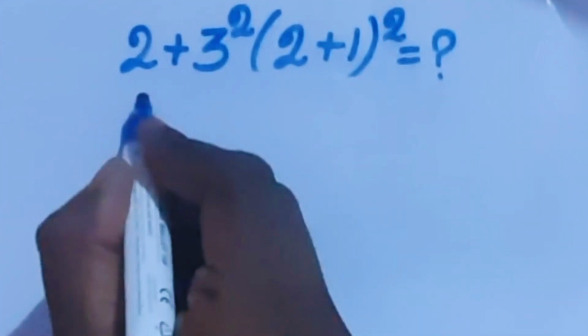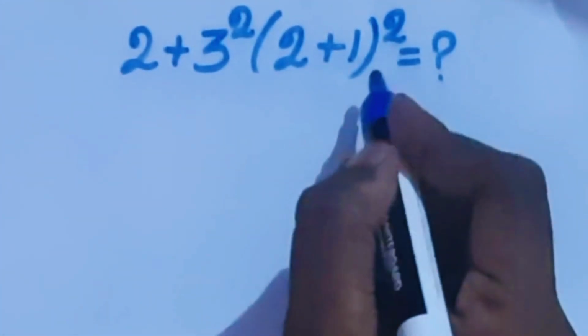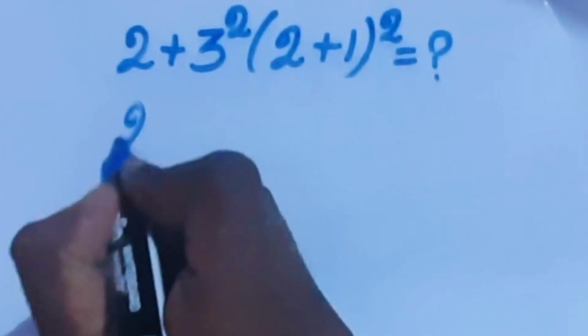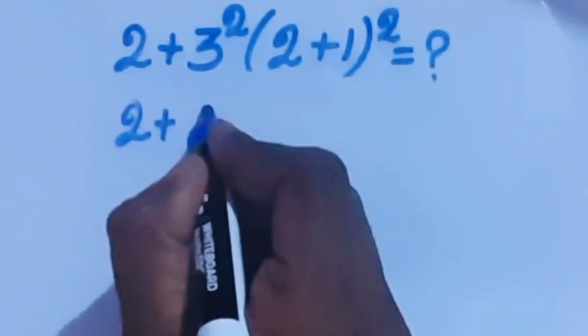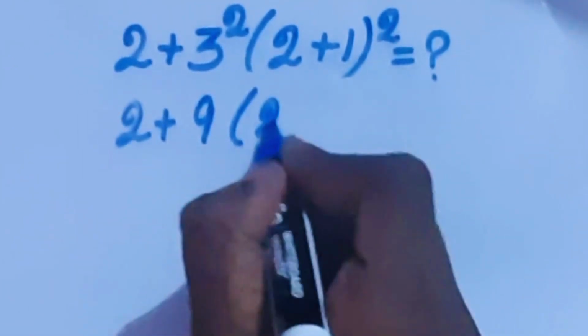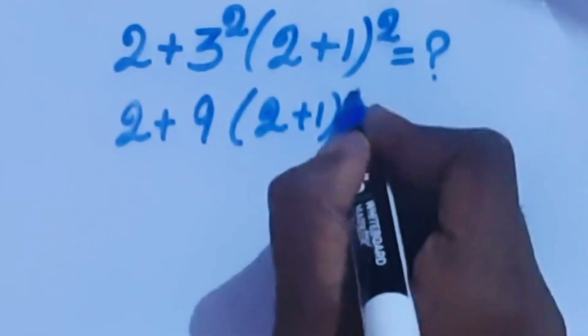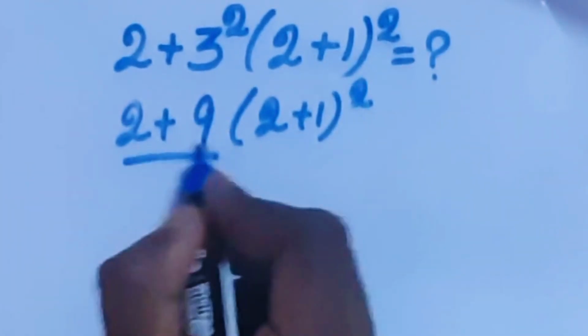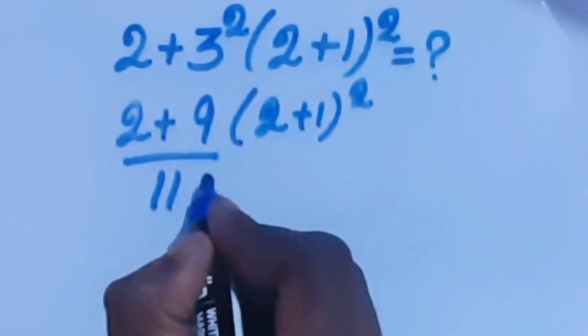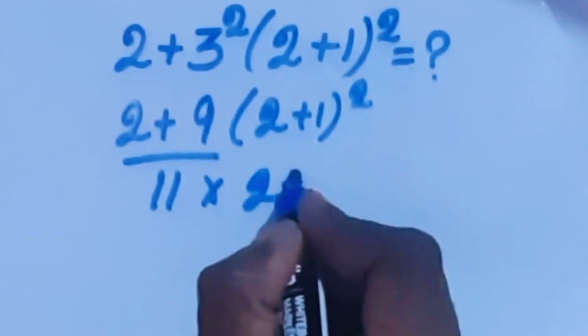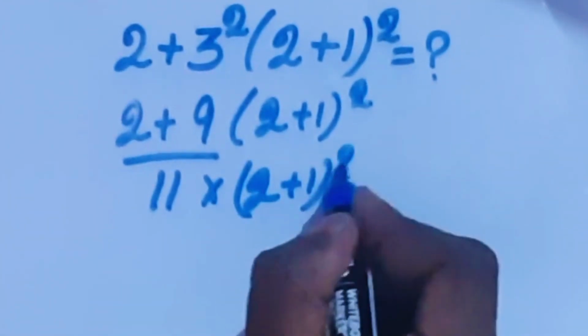Hi guys, most of them get the answer 99 for this problem in the wrong order. Here 2 plus 3 power 2 is 9, times (2 plus 1) in brackets, whole power 2. Here 2 plus 9 is 11, times (2 plus 1) in brackets, whole power 2.